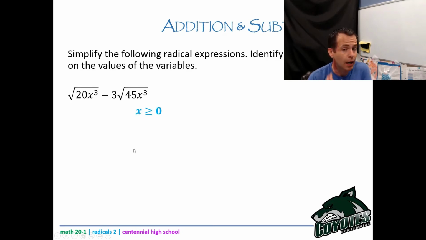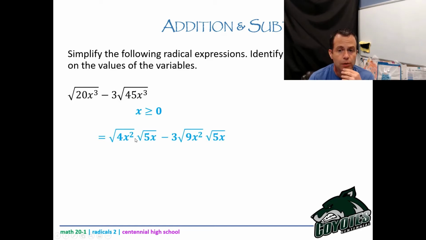Okay, now I'm going to work on simplifying. I'm going to split this up into my perfect square bit and my non-perfect square bit. My perfect square bit for 20x cubed would be 4x squared, and my leftover bit would be 5x. Here, I've got a minus 3, and then my perfect square bit would be 9x squared, and then my leftover bit would be 5x, okay?